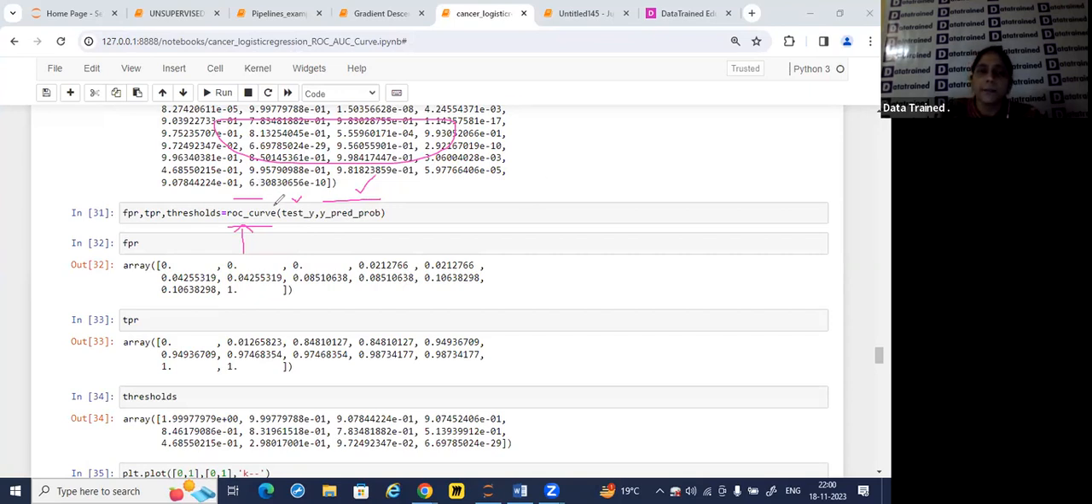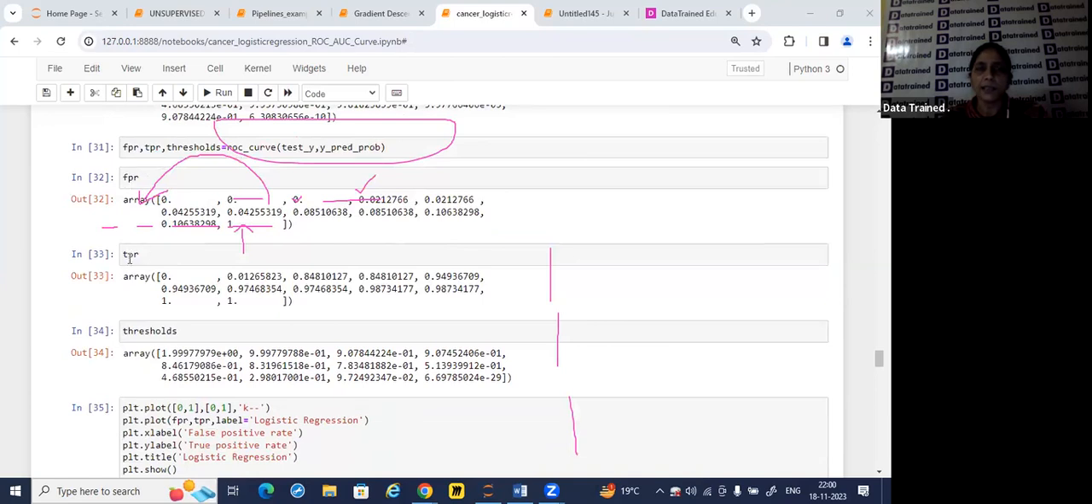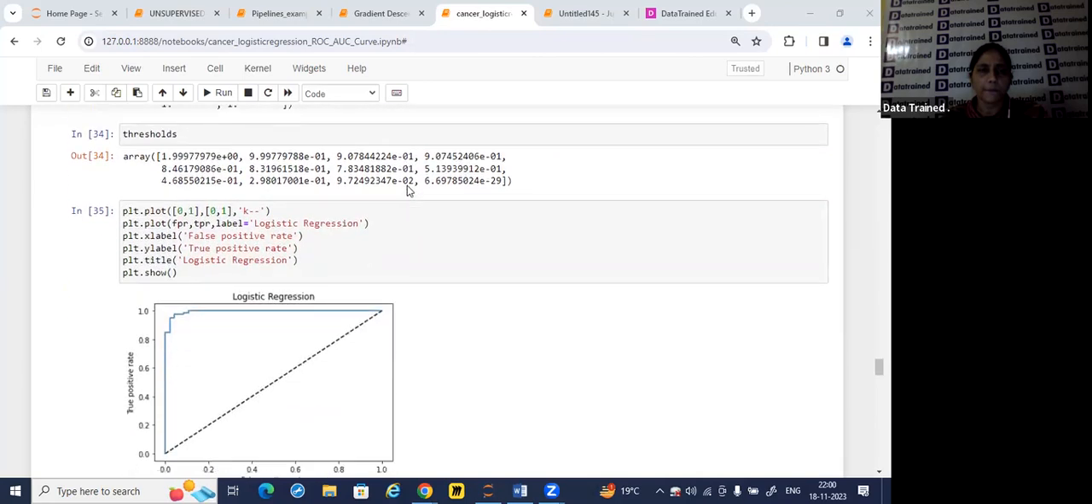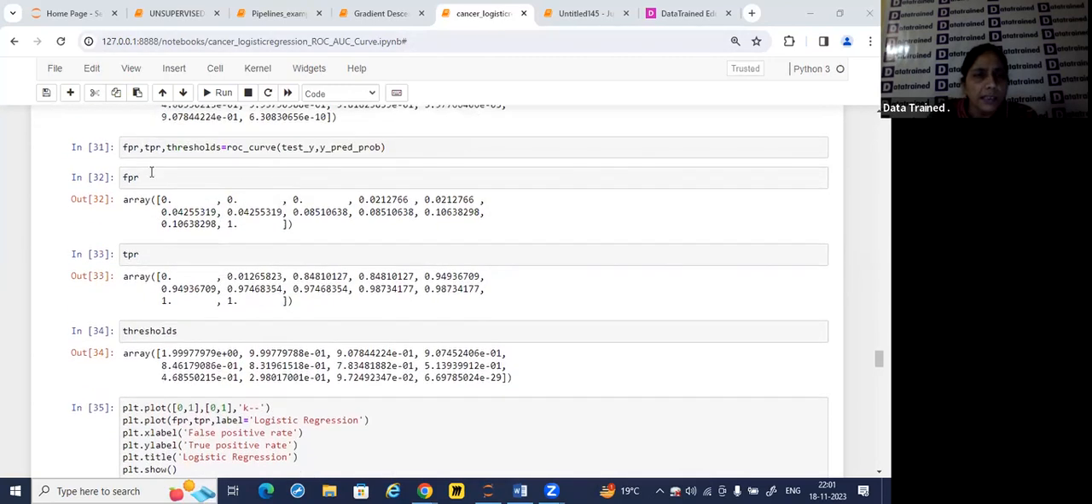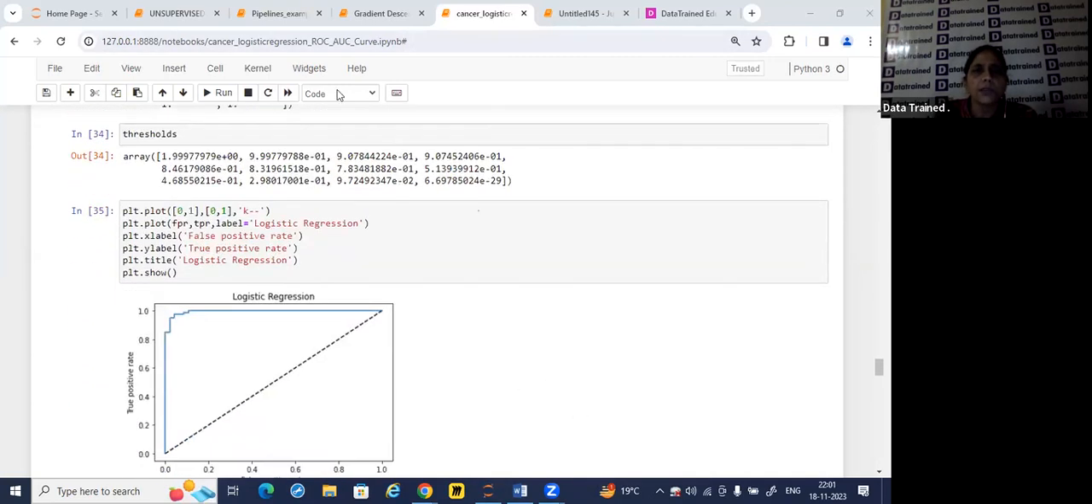So here it is returning back three things. roc_curve returns the false positive rate, true positive rate, and certain threshold values. So FPR, TPR, and some threshold values it is giving back to me. Now we will be using this FPR and TPR, the false positive rate and true positive rate. So come here, I'm going to use these FPR and TPR values here.